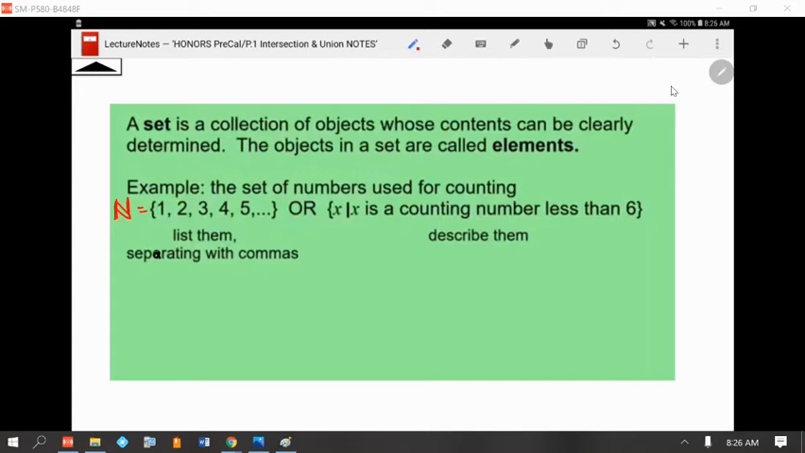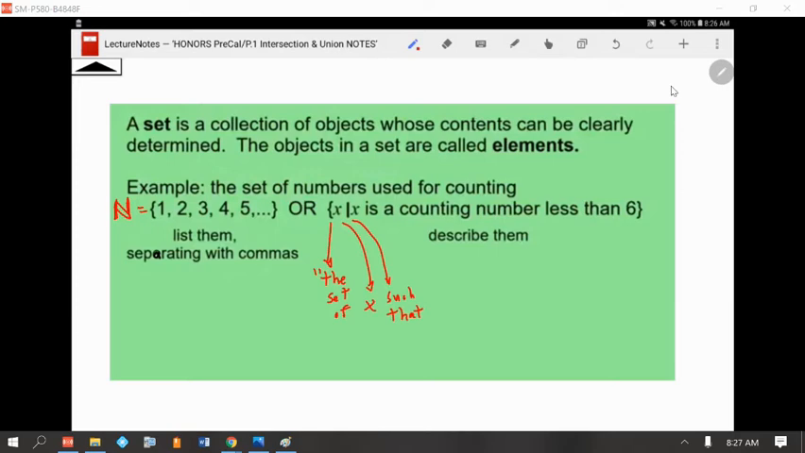Squiggly parentheses are braces. Another way you can list a set is to use a description, or inequalities. Notice here from the book they use a description, but I might write it again in a second. Notice it's the squiggly parentheses that indicate the set of. So this is literally read as the set of x, with this vertical line meaning such that.